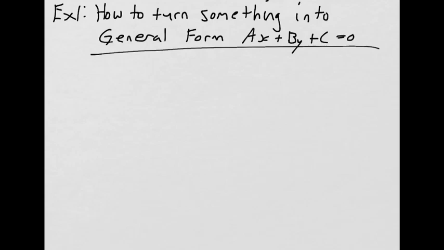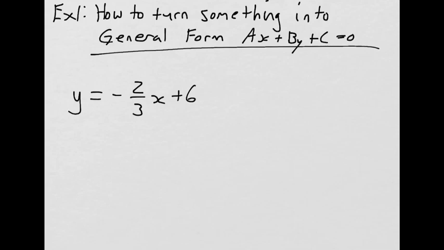So let's look at how to turn something that's not in general form into general form. Okay, so we have this equation, y equals negative 2 over 3x plus 6. What form is that equation in? Slope-intercept form. What's the slope? Negative 2 over 3. And the y-intercept is 6, okay?